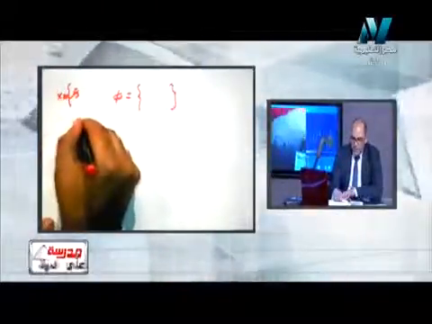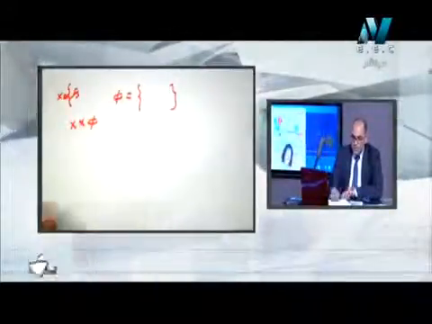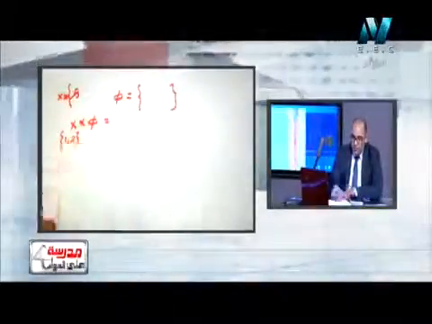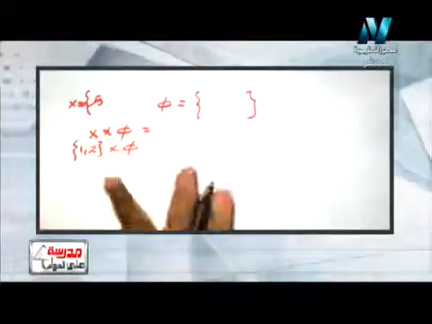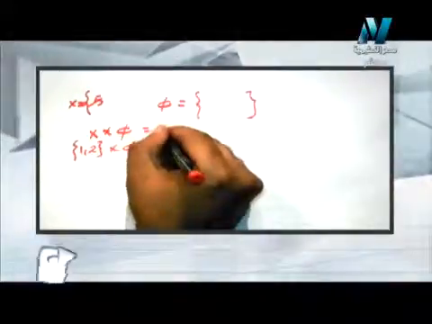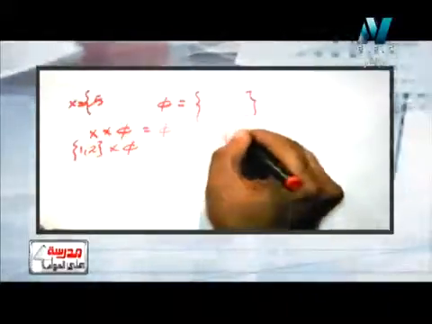So if I have any set like X product phi, what is the answer? For example, X equals {1, 2}, product phi. Phi is an empty set. So I say 1 product phi, and there are no elements, so the answer equals phi. So we can put here an important note.